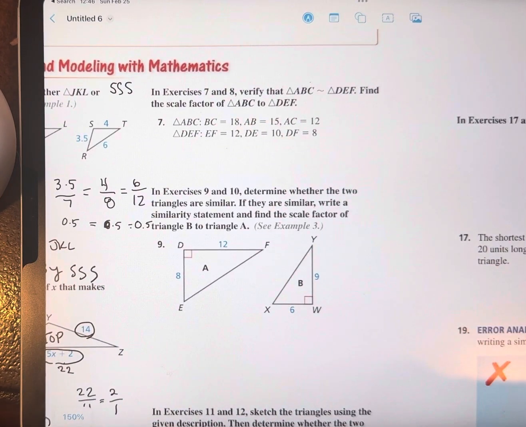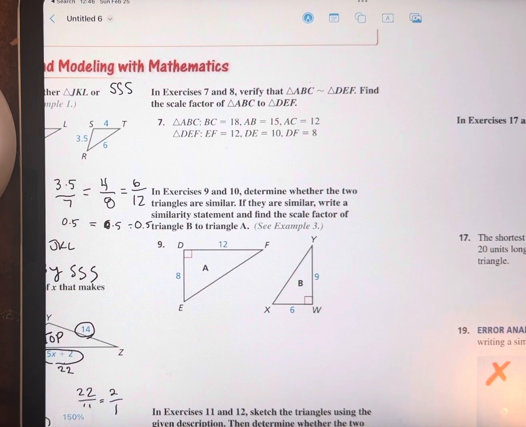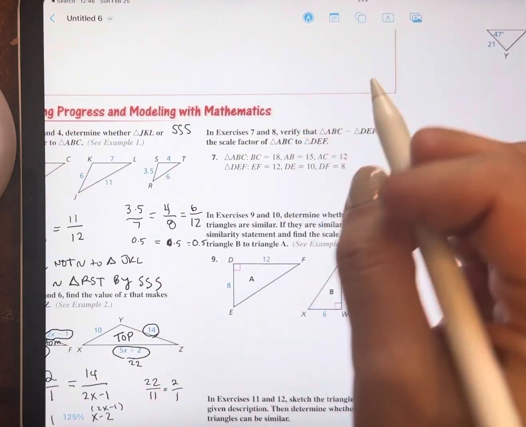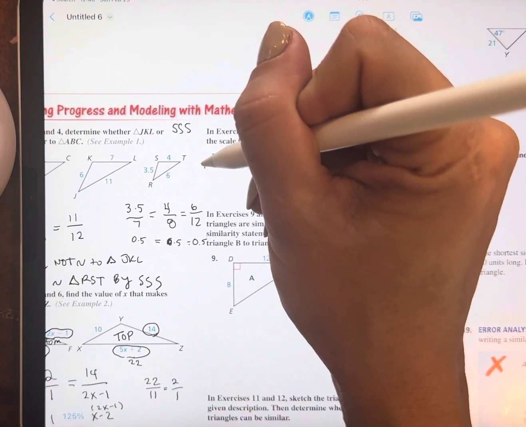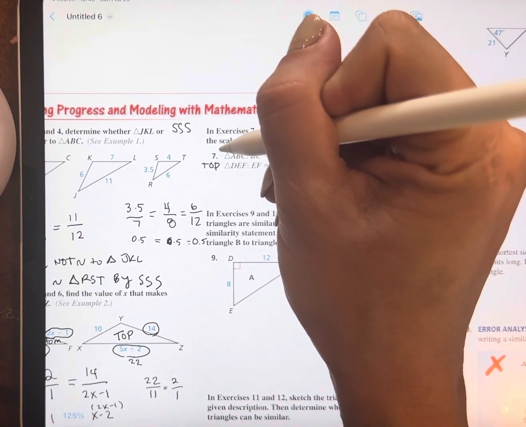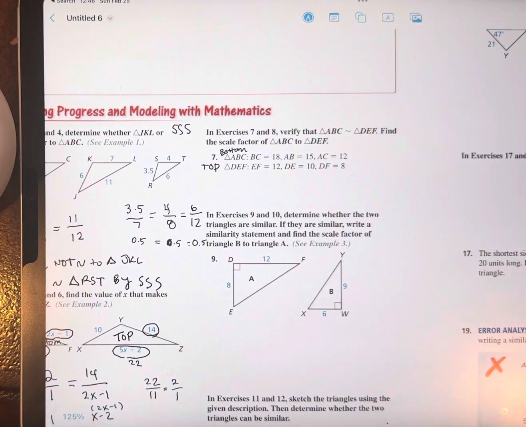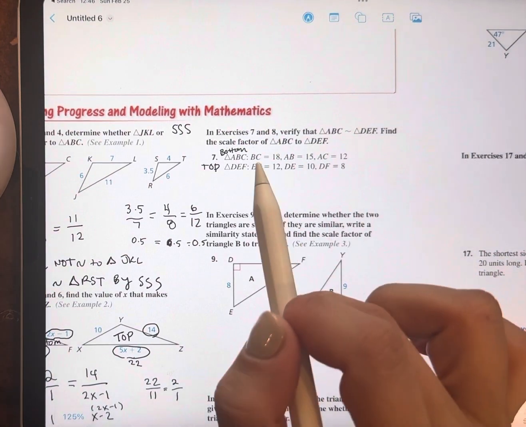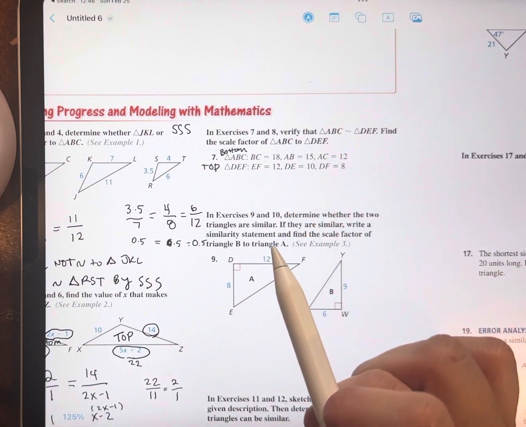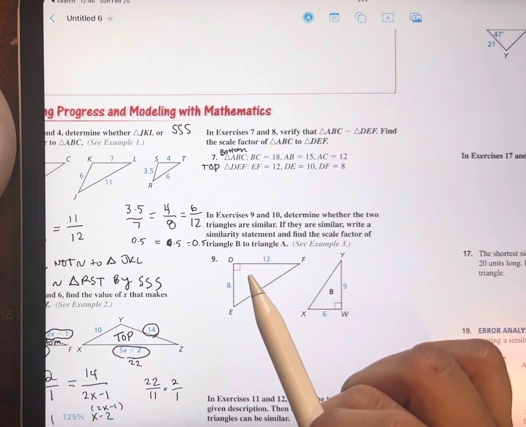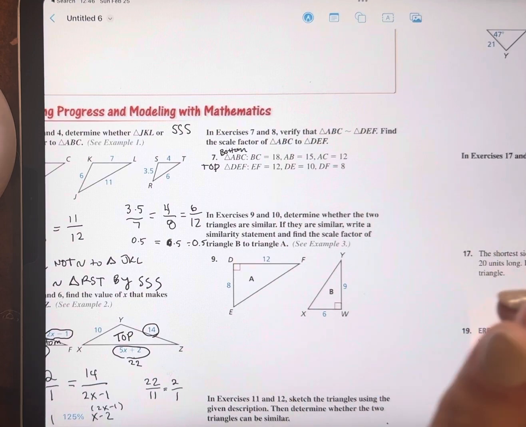Okay, in 7 and 8, verify the triangle ABC is similar to DEF. Find the scale factor. Okay. So I'm going to take this guy right here will be the top. This guy will be bottom. You can draw a picture, certainly, but I've got the letters and I can match them up with the similarity statement, so that's pretty good. I'm going to stick with that. Verify that they are similar.